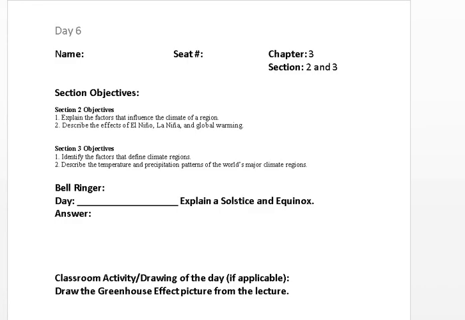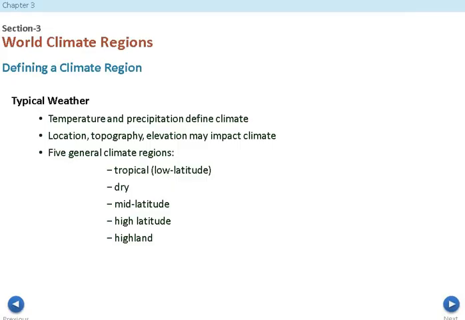So what we're going to look at today is basically what type of weather patterns we see in certain areas. And what we want to remind ourselves about climate is that climate is the average temperature, precipitation, basically the weather patterns over a long period of time. So your typical weather, temperature and precipitation define the climate.